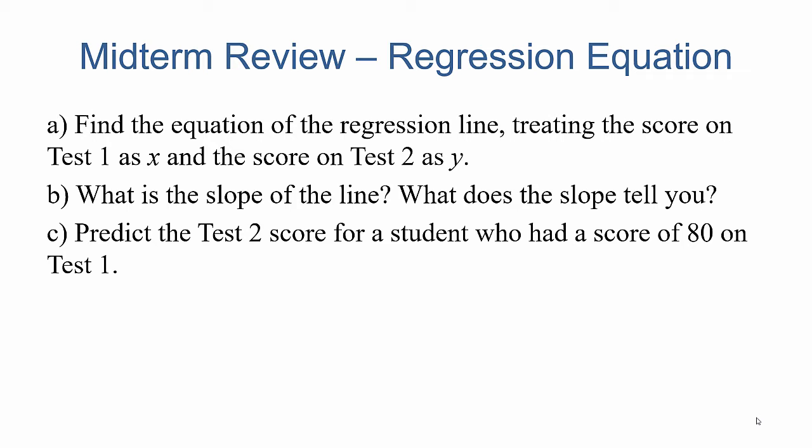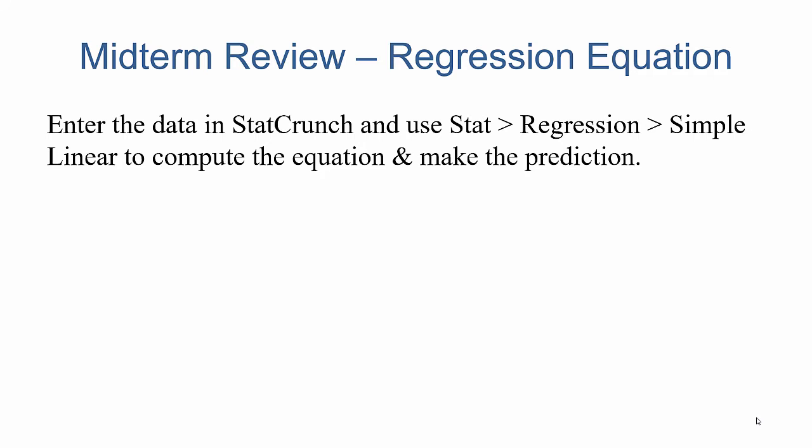Second, we're going to be asked for the slope of the line. We can talk about that once we have the equation. And then finally, we're going to predict the test 2 score for a student who had a score of 80 on test 1. So remember that value of 80 for test 1. We'll begin by entering the data in StatCrunch. We'll use stat, regression, simple linear to compute the equation and make the prediction, as you'll see right now.